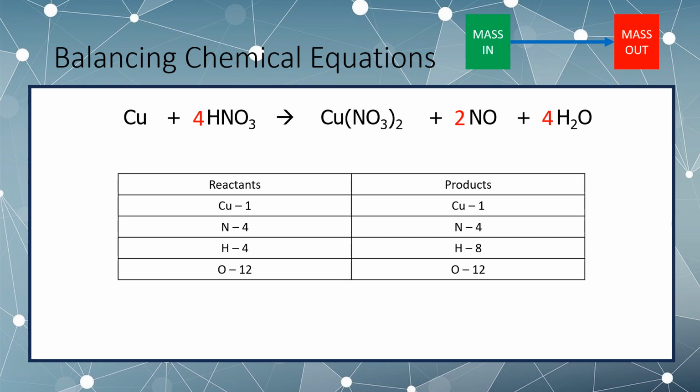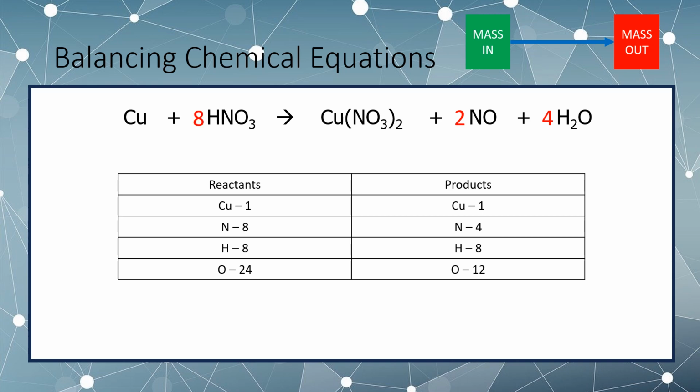Fantastic, we've balanced our oxygens, but wait, yet again, we've unbalanced something else. So this time we've unbalanced our hydrogens. So to balance our hydrogens on the left-hand side, we're going to have to double that 4 because that's the only place the hydrogens are. So let's double that 4 and see how that affects our equation.